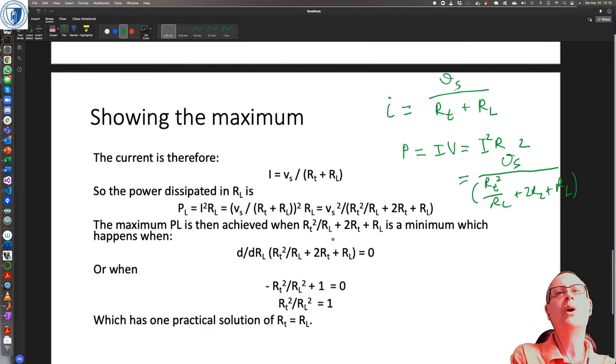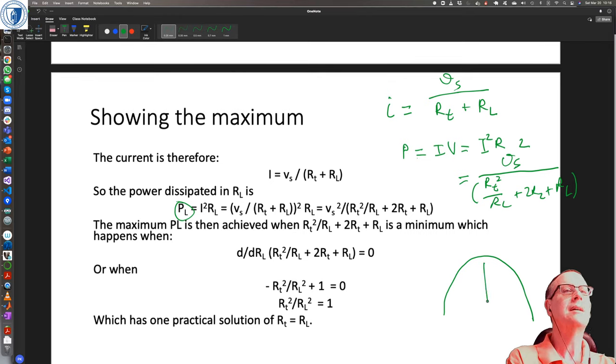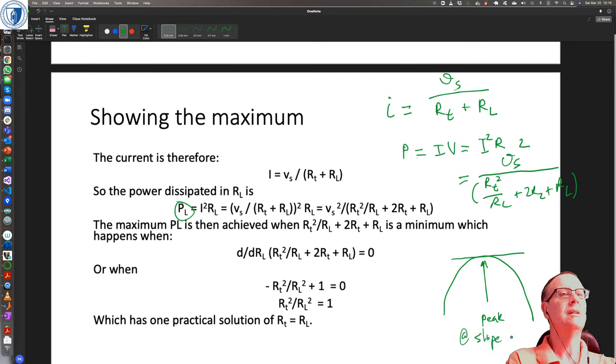Okay, and so the maximum value of the power. I hope you've done a little bit of calculus, or you've at least heard that if you have a curve like that, then the peak happens when the gradient, the slope of the curve, is zero. And the slope of the curve is nothing more than the derivative. That's what this term here is doing, the derivative.